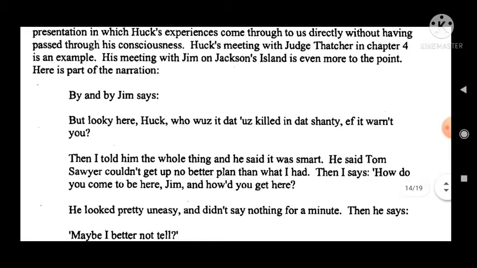His meeting with Jim on Jackson's Island is even more to the point. Here is part of the narration.